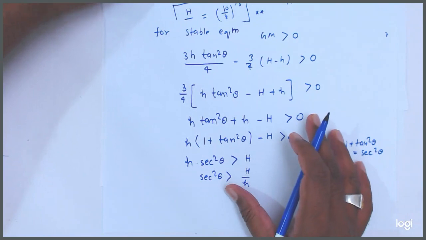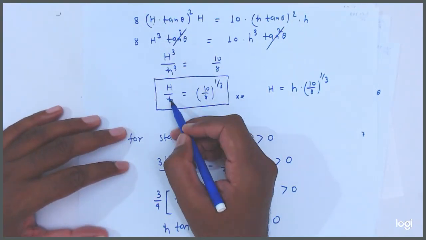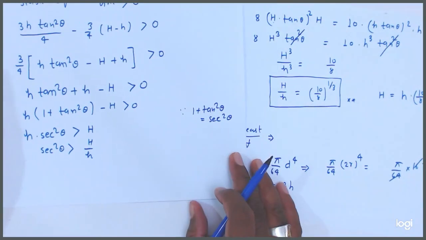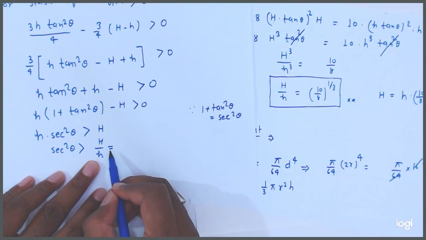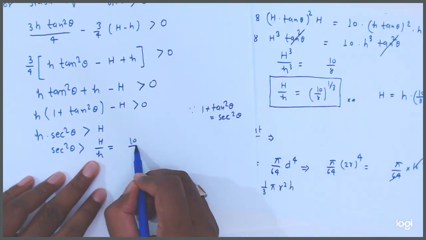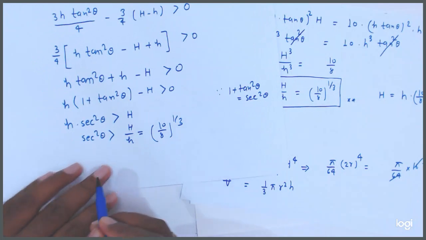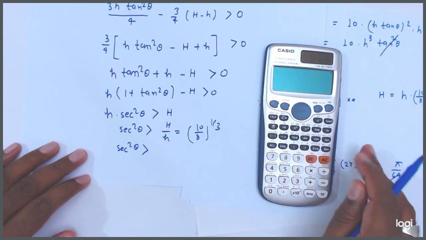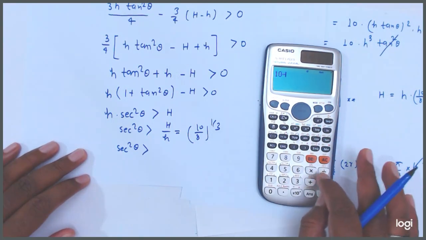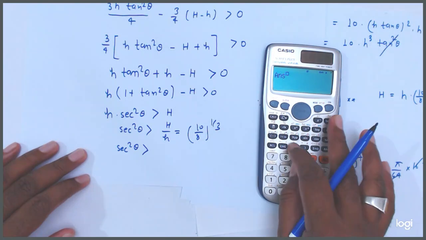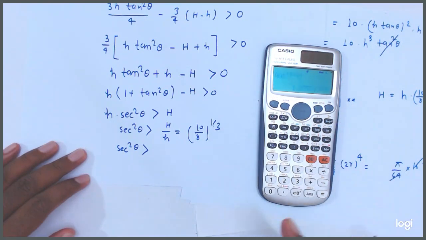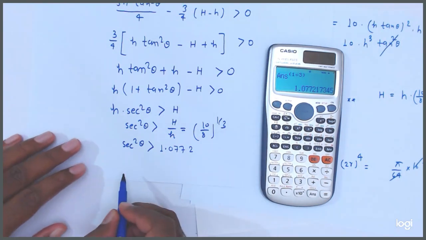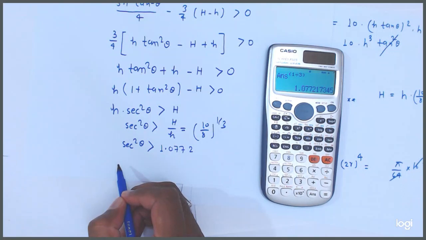And we will put it directly here friends. This capital H by small h value we already know. How much is there? This value is equal to (10 by 8) to the power 1 by 3. So sec square theta should be greater than 10 divided by 8 to the power 1 divided by 3. So it will come friends, it should be greater than 1.0772.